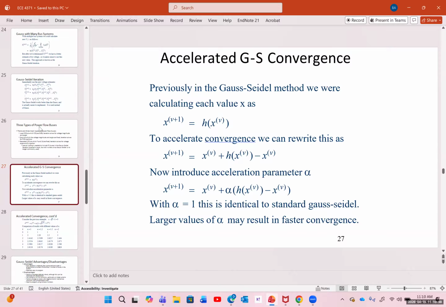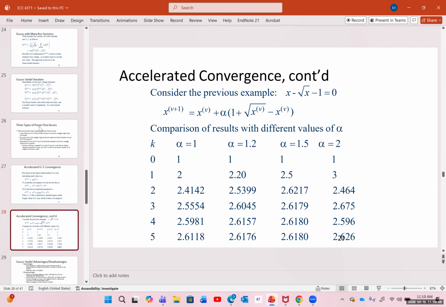With larger values of alpha, we get the accelerated Gauss-Seidel. The problem with this is that sometimes we may overshoot and pass the convergence point. I'll give you a little bit of an example. But the advantage is that you get much faster convergence. Why? Because we have multiplied the weights, so we get to the final convergence point sooner.